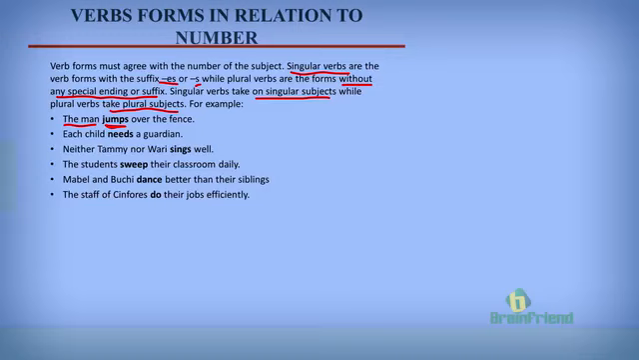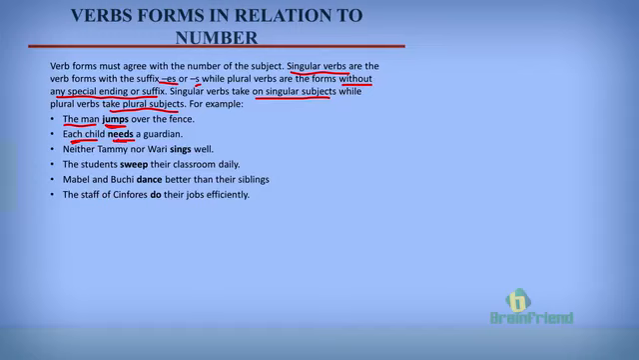Secondly, each child needs a guardian. Each child here refers to one child each, or one child at a time. So it represents a singular subject. And our verb here, needs, is also a singular verb.